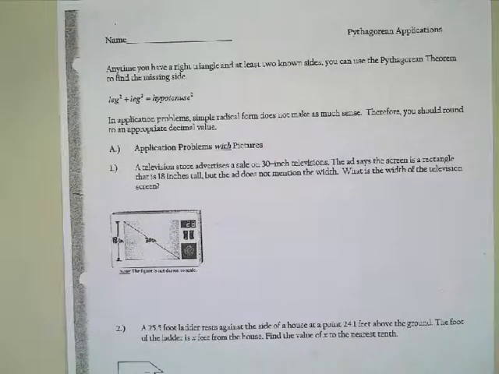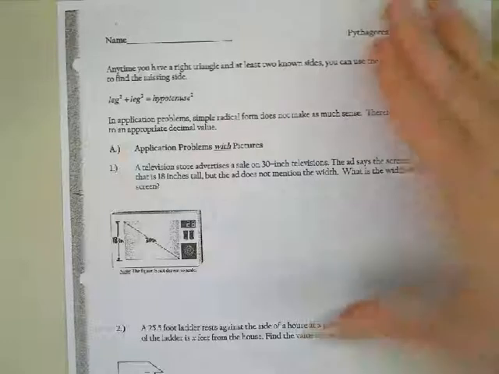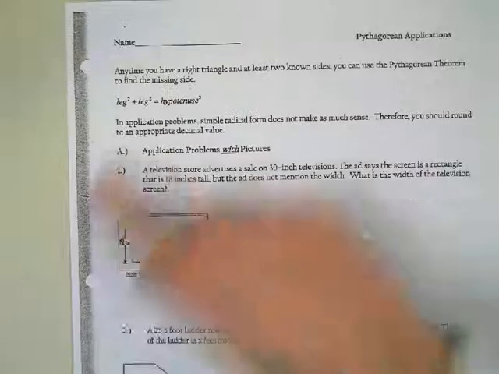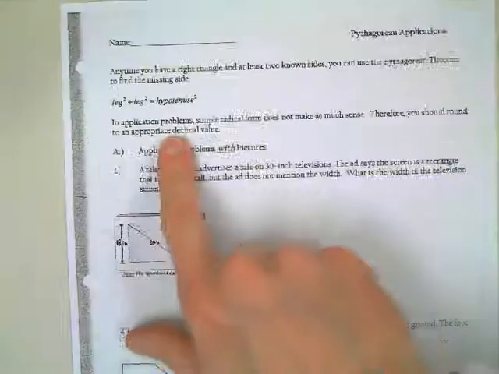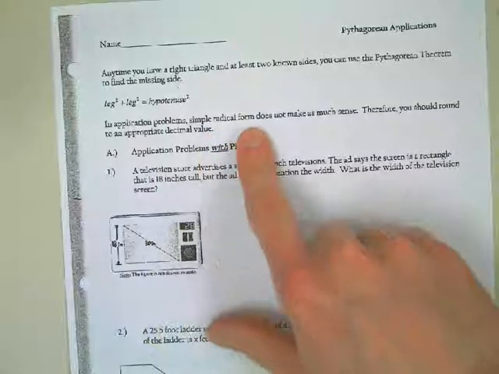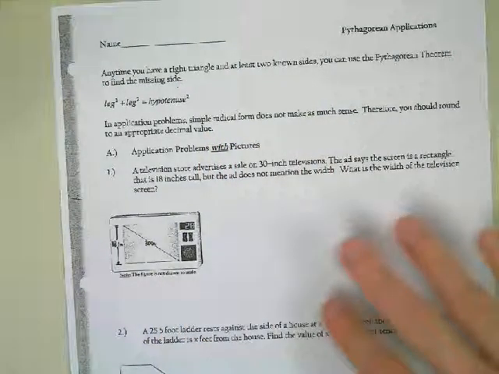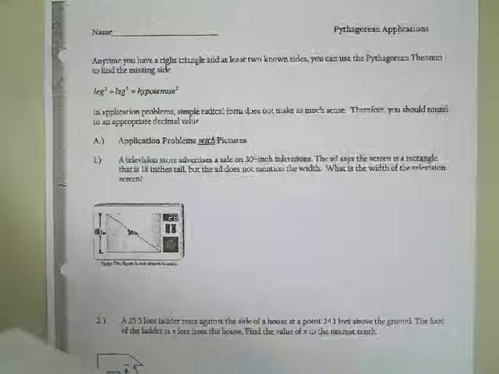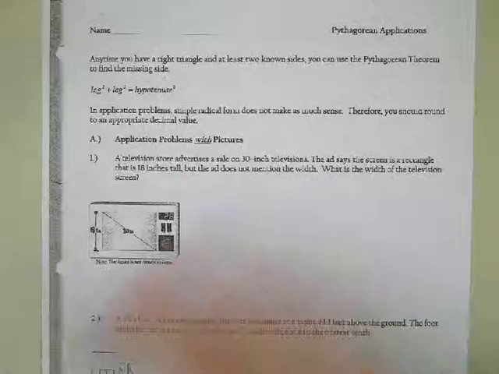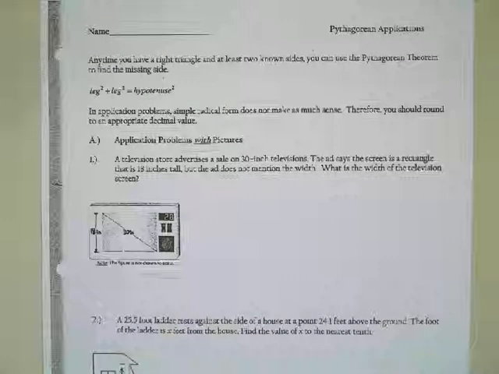So basically we're talking about application problems, right? In application problems, simple radical form does not make as much sense. This was what we were trying to point out when we were talking about simplifying square roots. Sometimes we want to have the decimals. In situations like this, it's okay to use decimals. Round to an appropriate decimal value for problems like this.